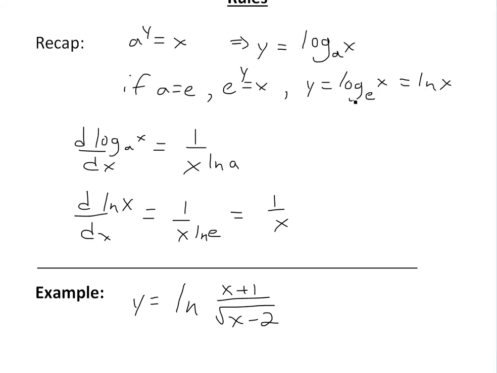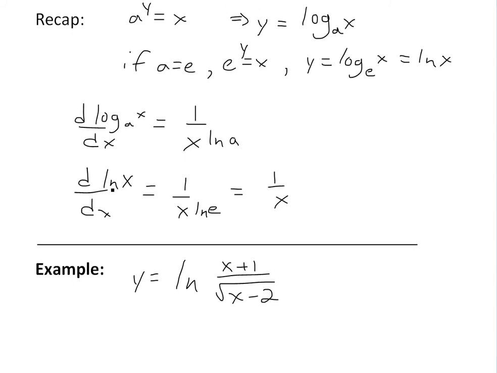Basically, the derivative of log base a of x would equal 1 divided by x times ln a, but the derivative of ln of x is just going to be 1 divided by x times ln e, and this equals 1. So it equals 1 divided by x, and that's why e is used a lot.